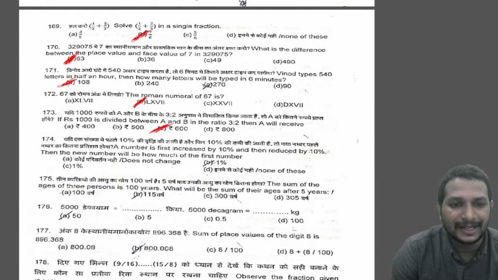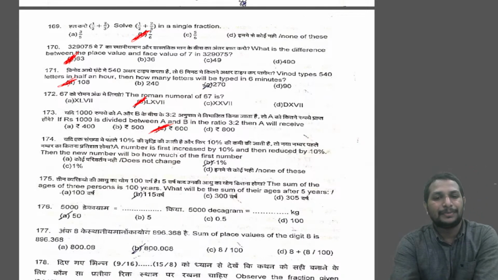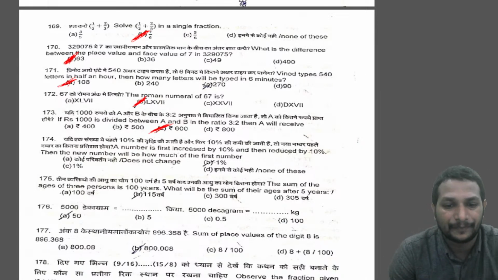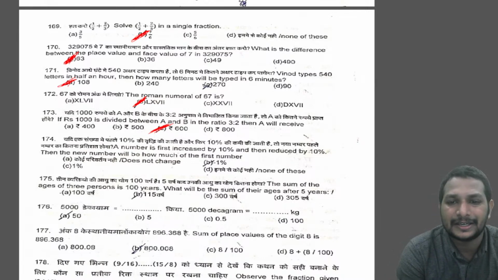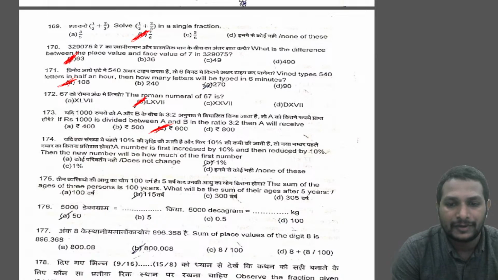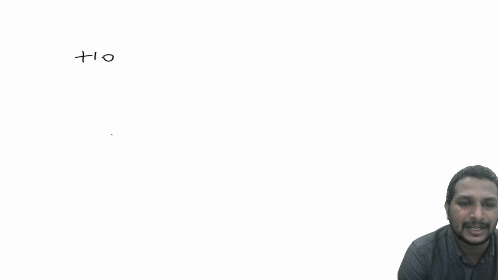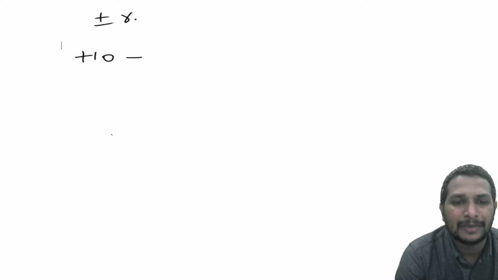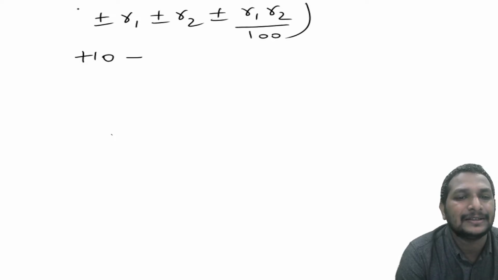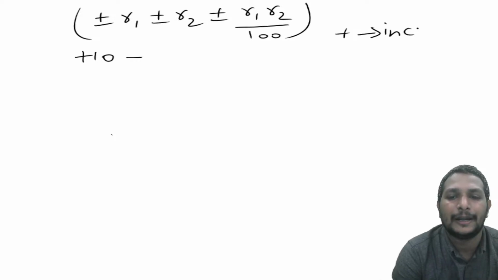Next, question number 174. A number is first increased by 10% and then decreased by 10%. Then the new number will be how much? For this we have a formula. Whenever the percentage increases or decreases simultaneously, what is the resultant change? We write it as plus or minus R1 plus or minus R2 plus or minus R1 R2 by 100. Plus is nothing but increase and minus is nothing but decrease.